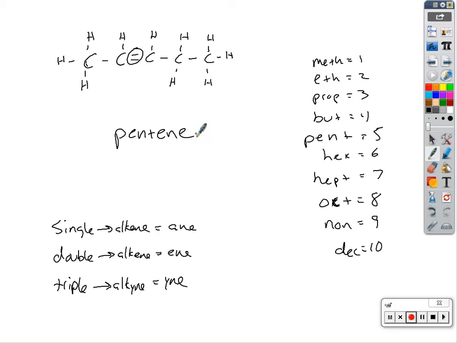We have to indicate the location of the bond by numbering the carbons. We start at the end closest to the multiple bond. We start numbering on this end. That's carbon 1, that's carbon 2. We need to say the double bond starts with carbon 2, so we stick a 2 out in front of the name. Again, this is only when you have 4 or more carbons in an alkene or an alkyne. Alkanes never have numbers. 2 and 3 carbon alkenes and alkynes never have numbers. This is only if you have 4 or more carbons.